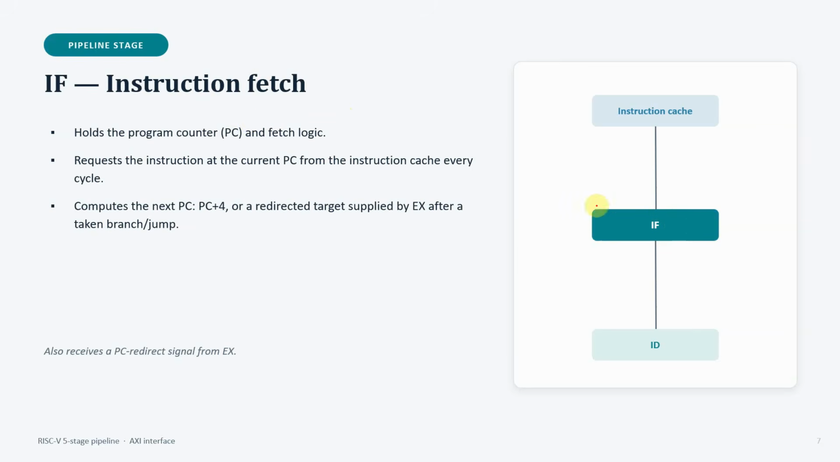If I want to briefly explain about the program counter, the instruction fetch unit is going to store the program counter. The program counter is kind of a pointer towards the instructions, and this instruction fetch unit is going to have the logic for the program, and it is going to request the instruction at the current program counter from the instruction cache every cycle, and it is going to compute PC = PC + 4.